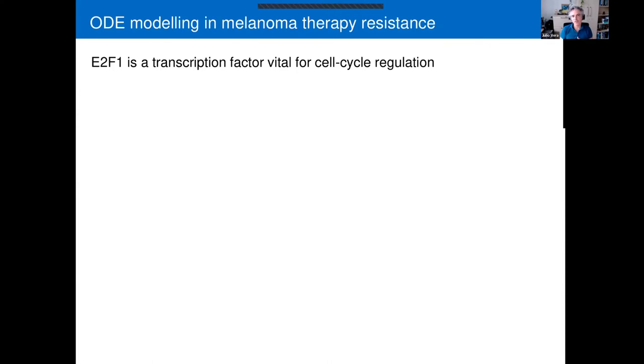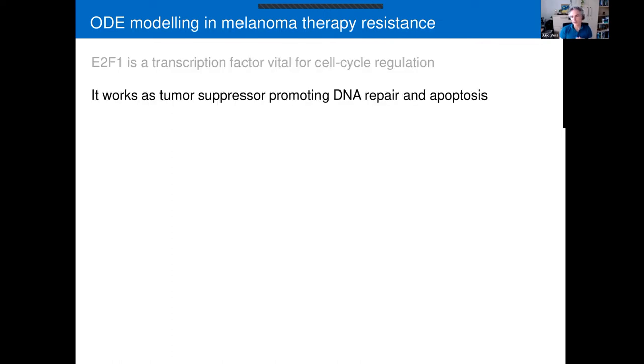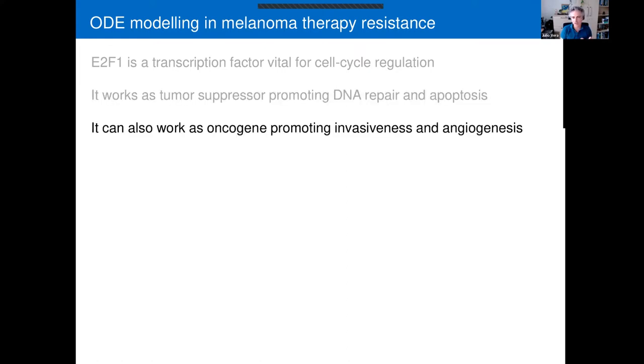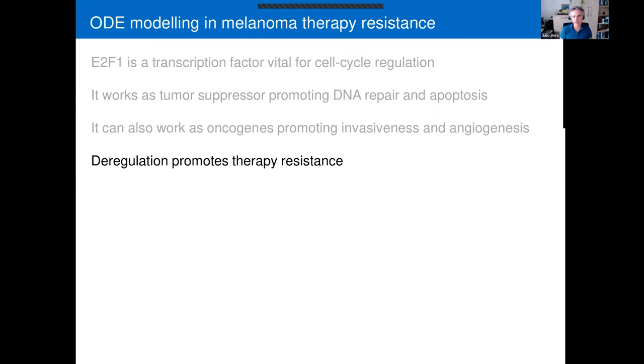So this transcription factor is a very important molecule that controls cell cycle in cells. But it's also a very important molecule for cancer because it's a tumor suppressor and it's able to promote DNA repair and cell apoptosis upon DNA damage in normal cells. But in cancer cells, it can also act as an oncogene because when it's deregulated, it can promote invasiveness of the tumor and it can promote the ability of the tumor to grow vessels, or to get angiogenesis. And also people have found that this gene actually is able to promote the resistance to chemotherapy. And that's the reason why we were interested in this gene.